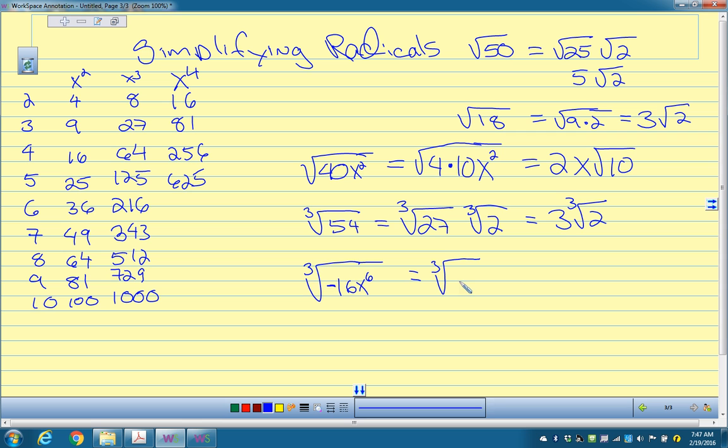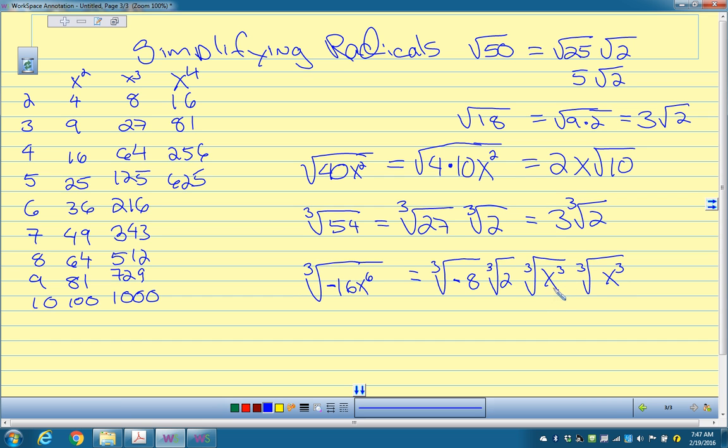Would it be negative 8 and 2? Yeah, negative 8 times 2, times the cube root of 2. How about the x to the 6th? Very good. What cube root is in x to the 6th? X to the third, right? So I could take out one x. How many x to the thirds do I have in there? I have 2 x to the thirds, because x to the third times x to the third is x to the 6th.